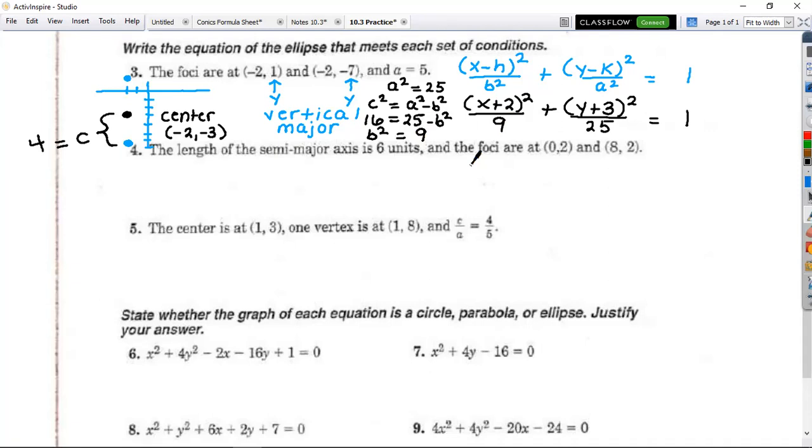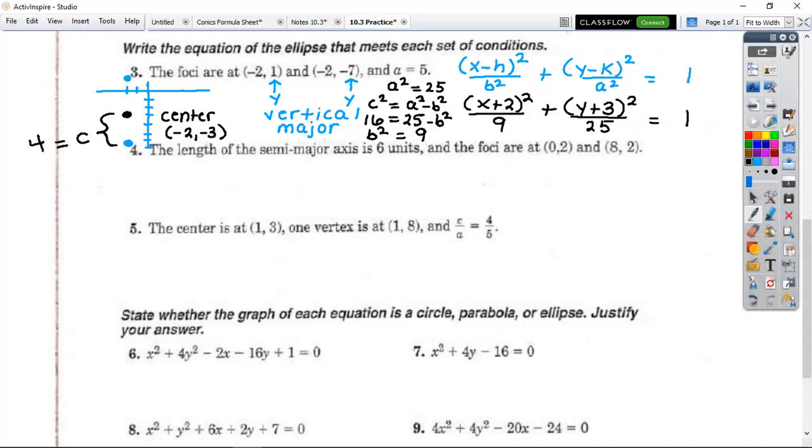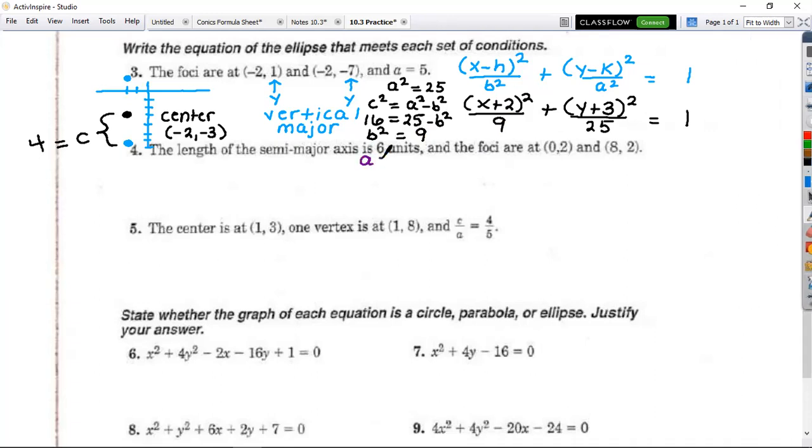All right, number 4 is very similar. The length of the major axis is 6. So that is indicating that a is equal to 6 because it's my major. My foci are located at (0, 2) and (8, 2). So this time, my x has changed. So this one is going to utilize a horizontal major axis. So this one is horizontal major. So that's what you're kind of looking at. You can use this space.